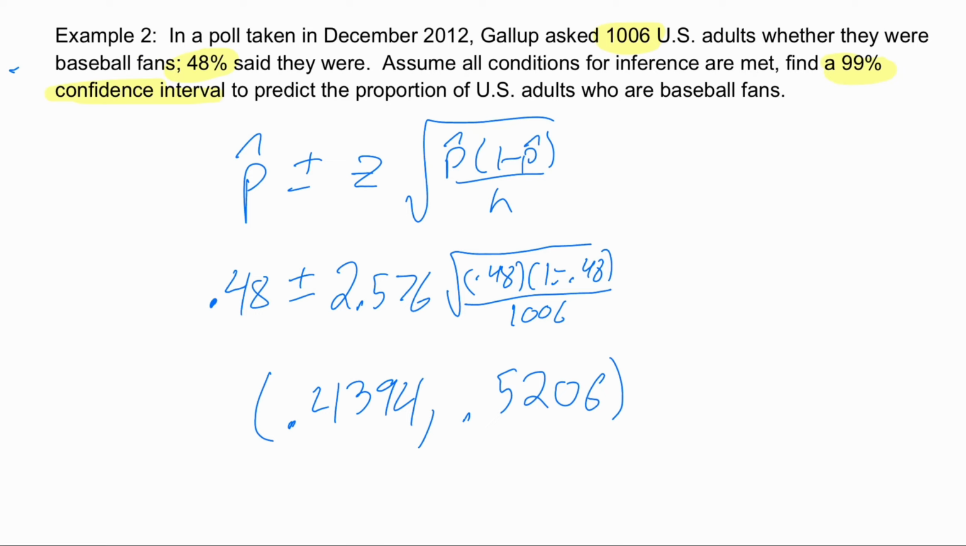So my final answer, this would be my final confidence interval, we would say we are 99% sure that the true portion of US adults who are fans of baseball lies between or is captured on the interval of 0.4394 to 0.5206. All right, so that's how the calculation of confidence intervals works. Let's practice this a little bit and let me know as you guys are working through if you have any trouble.